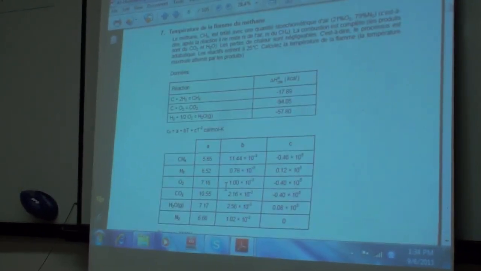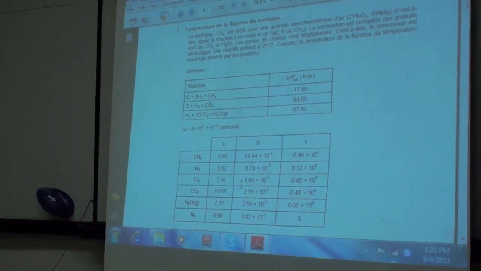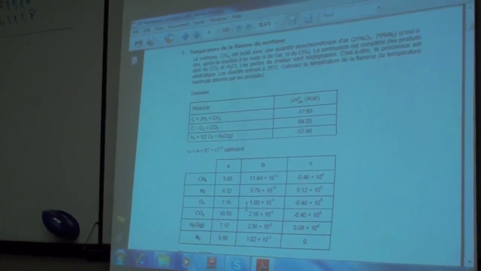Okay, methane is burned with a stoichiometric quantity of air. That means after the reaction there's no air or methane left, exactly the right amount just to burn it. That's called a stoichiometric amount of air. The combustion is complete. Sorry, you're doing number 7? I'm doing number 8.